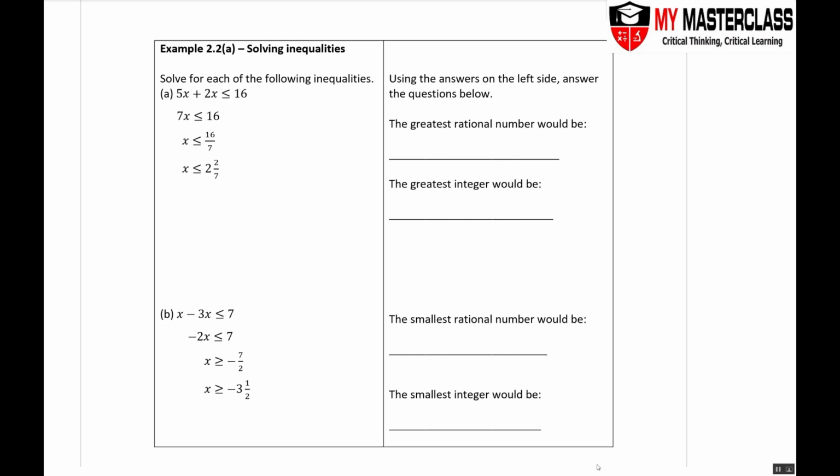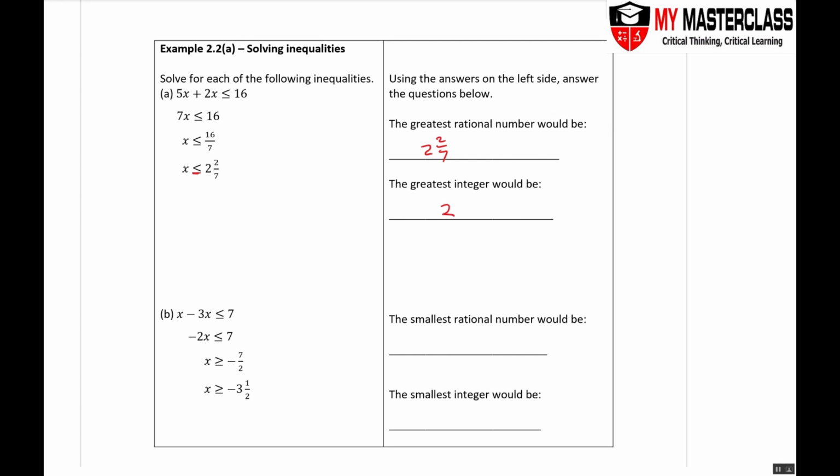So the greatest rational number would be, because there's an equal sign here, rational number means numbers that can be represented in fractions. Since there's an equal sign here, the largest value I can get would be 2 over 7. But if I ask you for the greatest integer, which is the whole number, that is less than or equal to 2 over 7, the greatest integer I will have will only be 2.